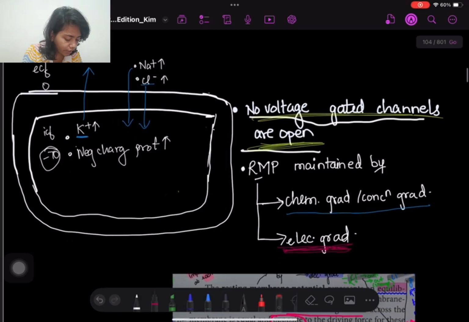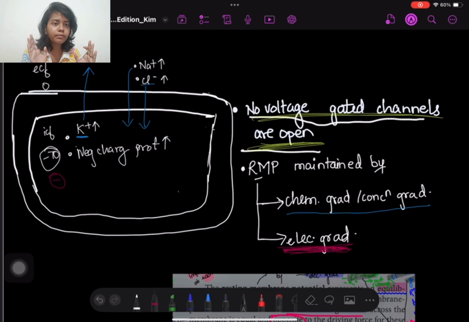What is electrical gradient? Electrical gradient means inside was negative, right? So inside negative है, outside positive है, मतलब zero है, comparatively positive है. So inside would want to become positive, outside would want to become negative. So inside is negative तो उसको positive बनना है.